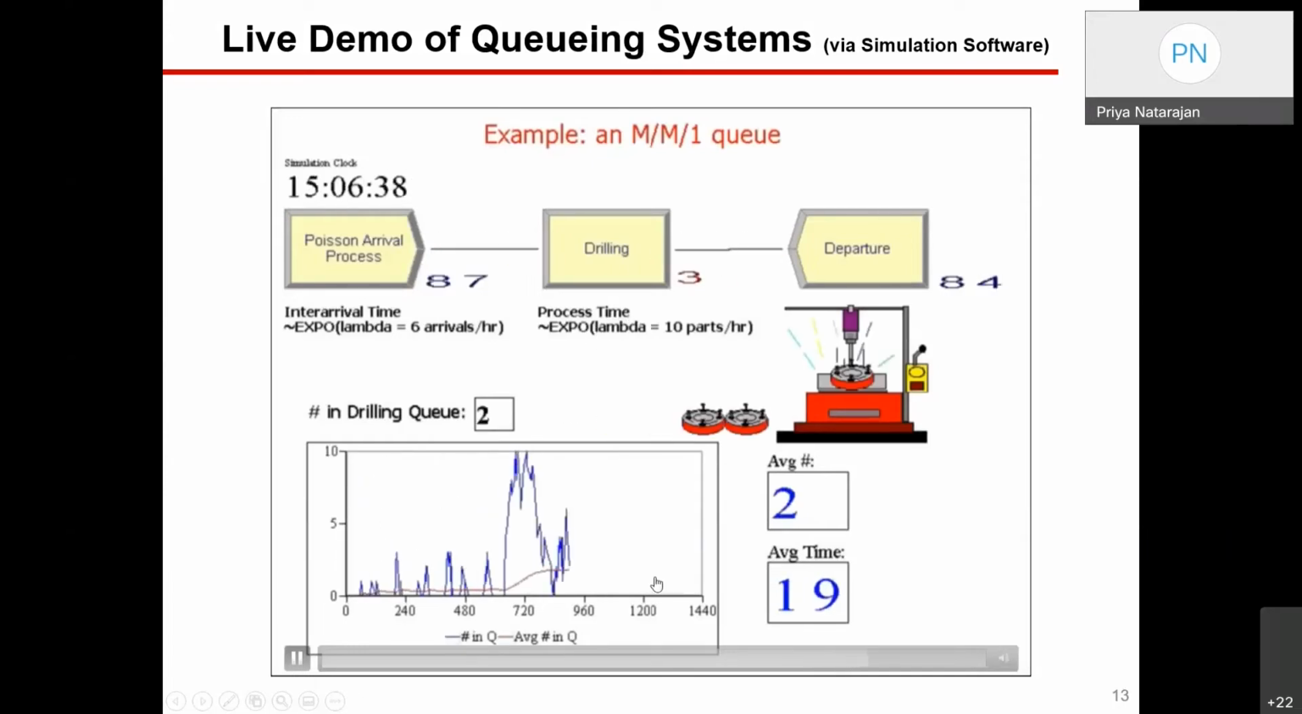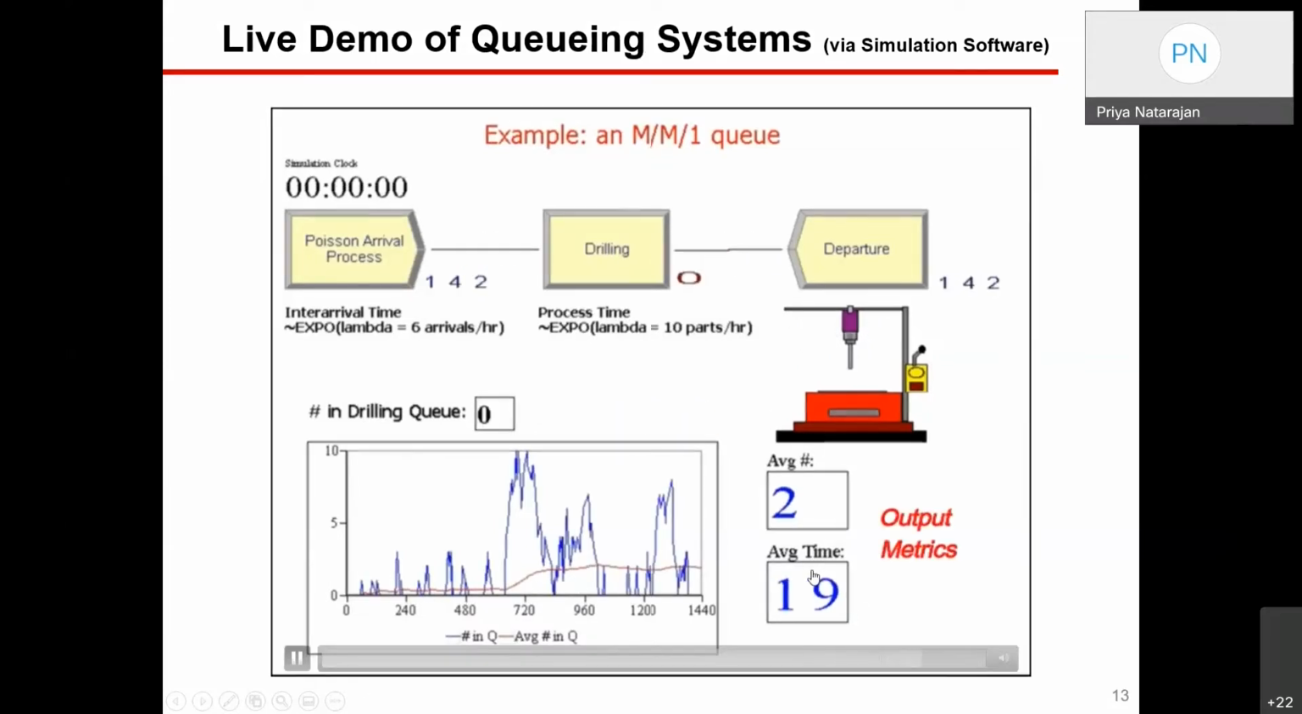We see that the queue length is much shorter. The average queue lengths are much shorter. Also, the wait time is a little less.